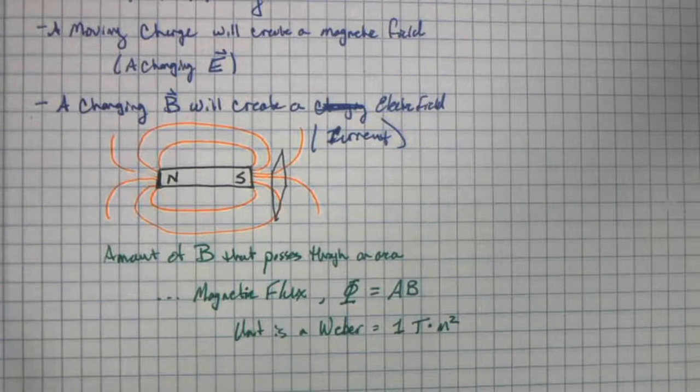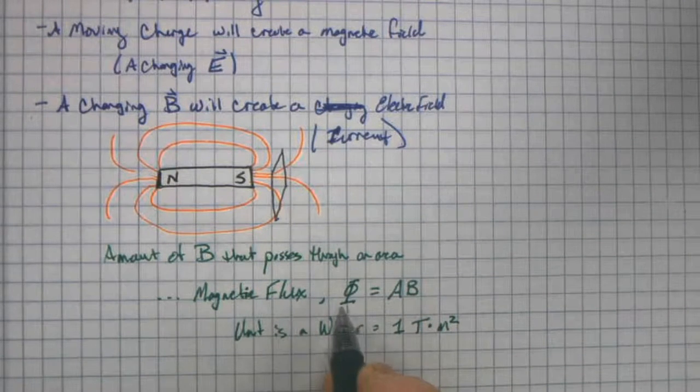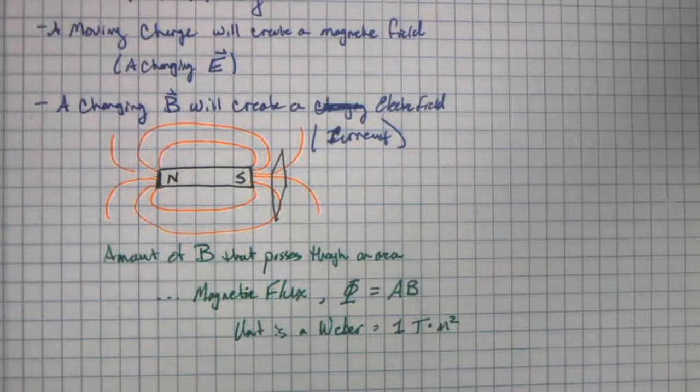Now, that's not really important. This whole part isn't really important. This is the important part, the fact that it is flux, that there's a flux going through it. It's Tesla times a meter squared. What is a Weber? The unit is a Weber. The unit for magnetic flux is called a Weber.